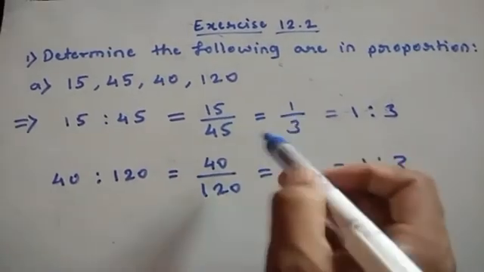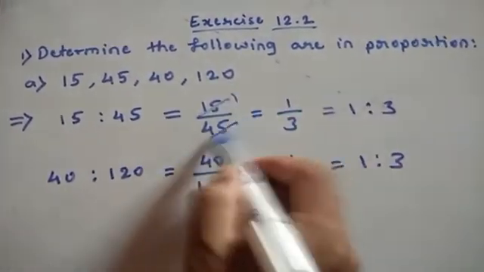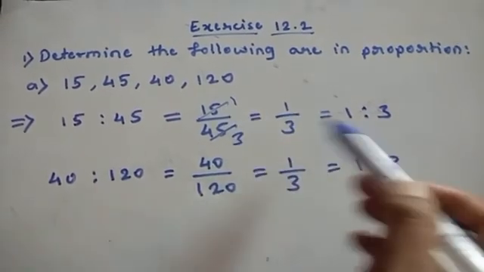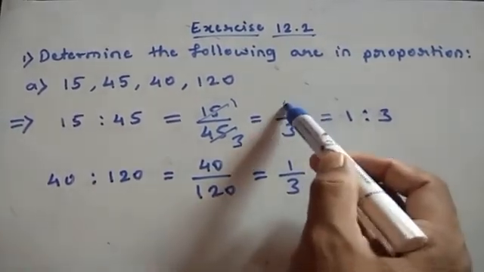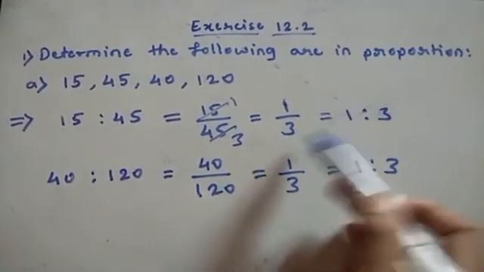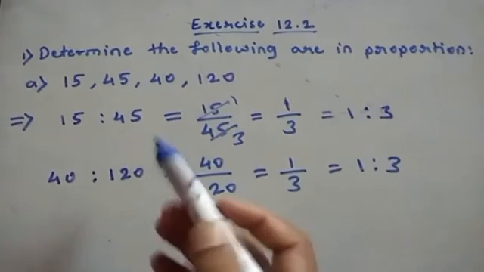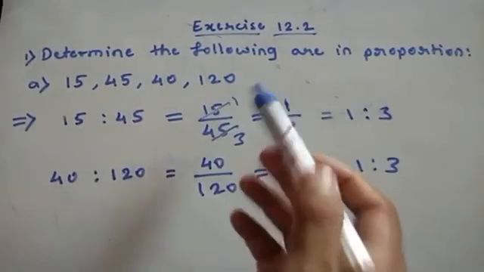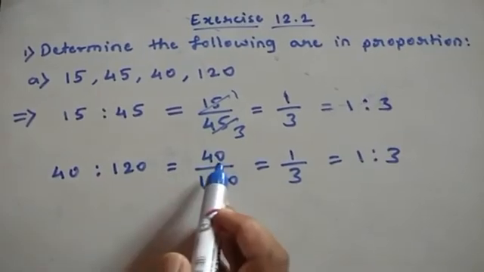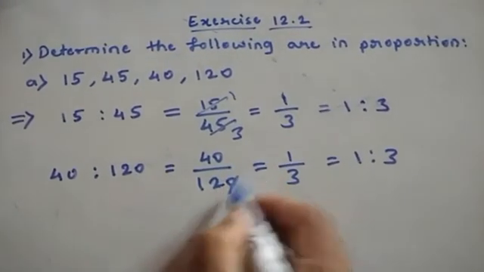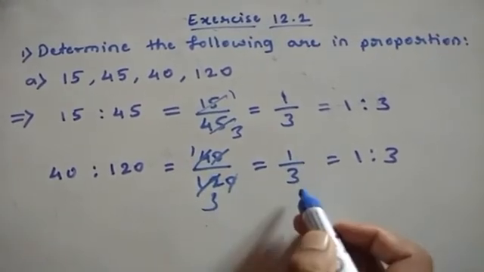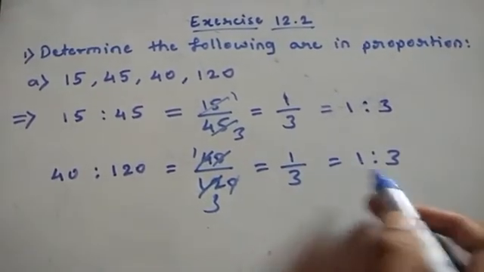Now here see, both the numbers are divisible by 15. Therefore 15 ones are 15 and 15 threes are 45. Therefore we got the answer 1/3. Numerator we always write as the first term of the ratio and denominator the second term. Therefore 1/3 means 1:3. In the same way, next two terms we take 40 and 120. Therefore 40:120 is equal to 40 upon 120. Here 0 got cancelled, then 4 ones are 4, 4 threes are 12. Again 1/3 we got, and that 1/3 we can write as 1:3.